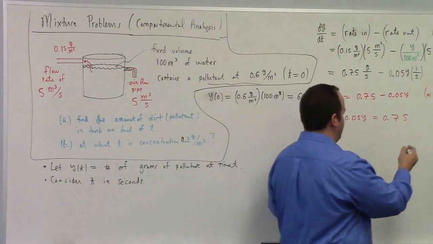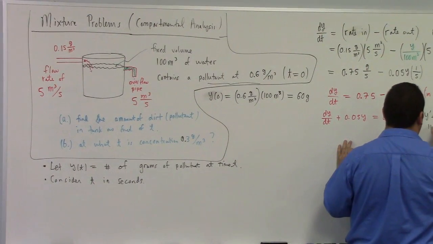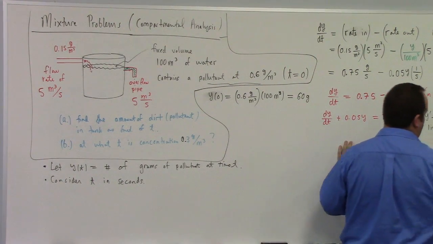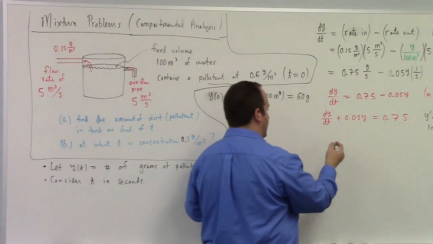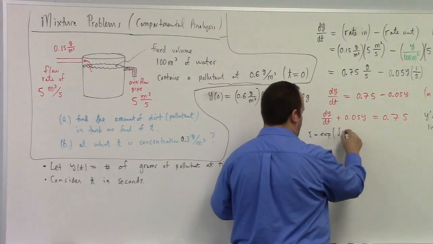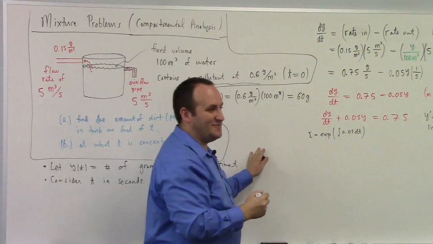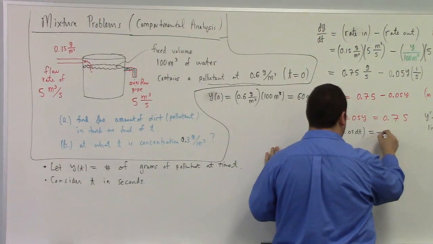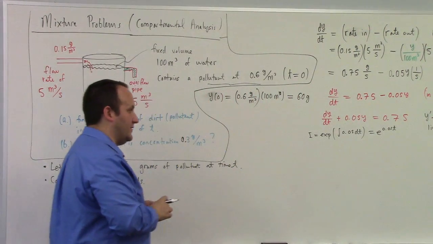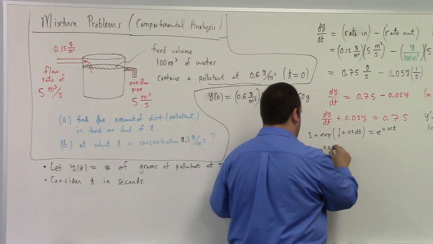Right. It is exactly a y prime plus py equals q kind of equation. In other words, it's linear first order, right? So we use the integrating factor technique. What's the integrating factor here? The integrating factor here is kind of silly. It's just e to the 0.05t. So you multiply, and we get e to the 0.05t.